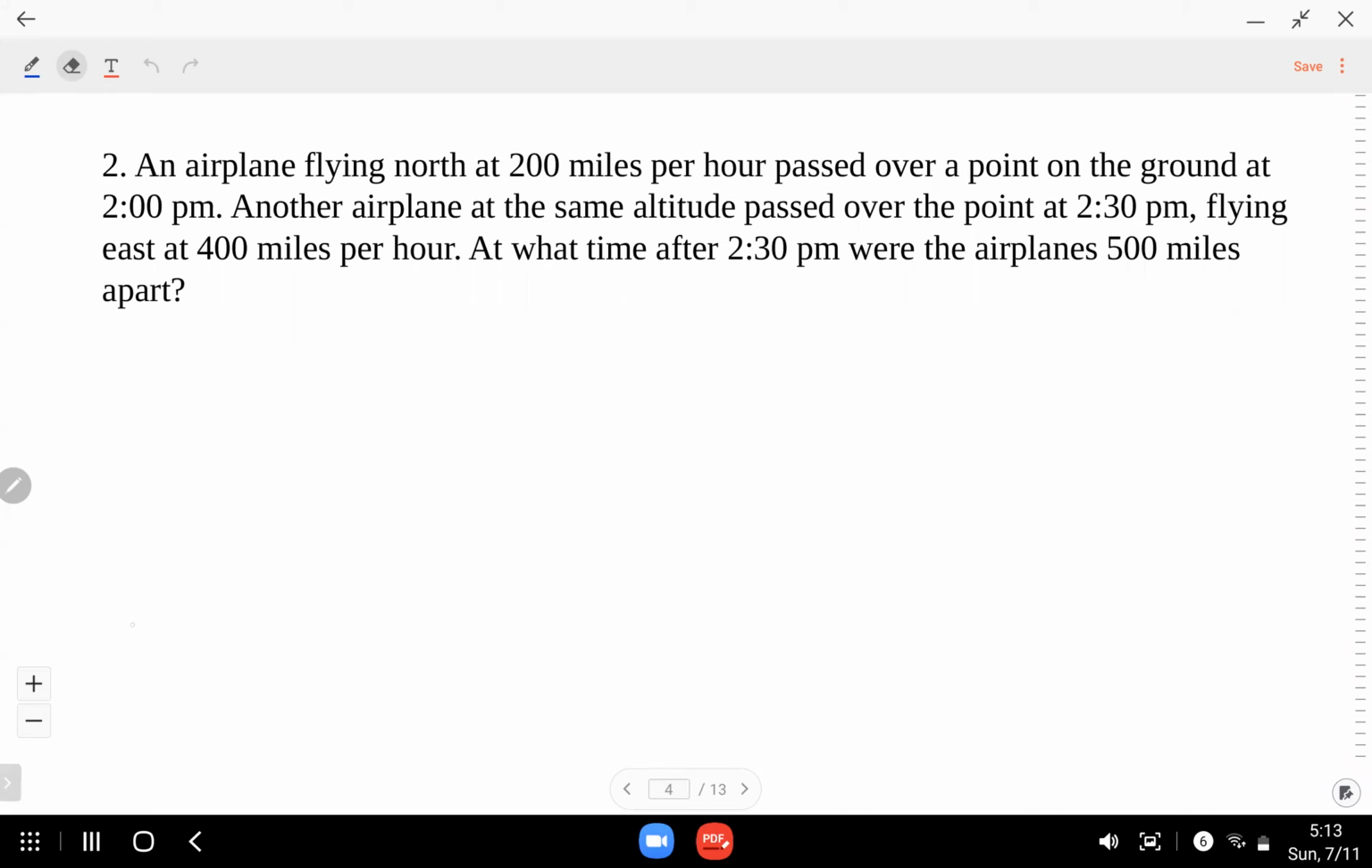All right, so let's say this building is our point on the ground. And we have this plane who was flying over here. Okay, this plane is flying north. All right, and this plane is flying at 200 miles per hour. And then we also have this plane. All right, this plane is flying east at 400 miles per hour.